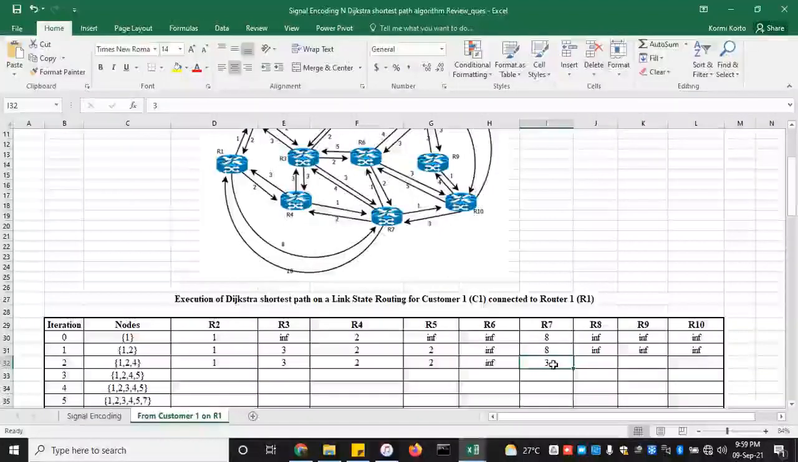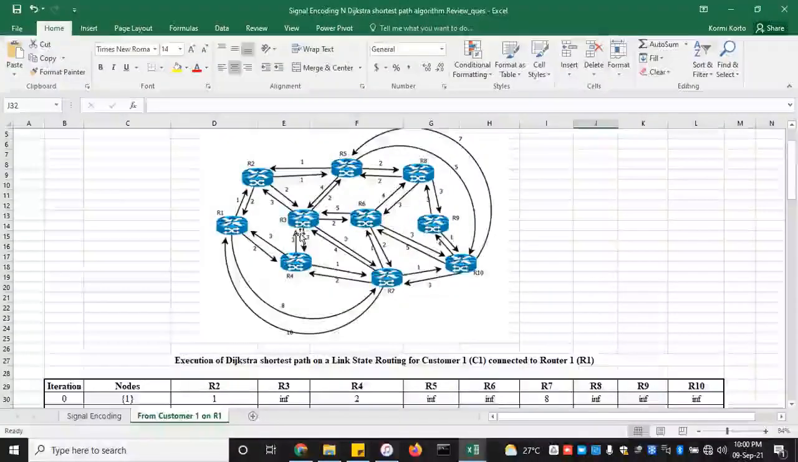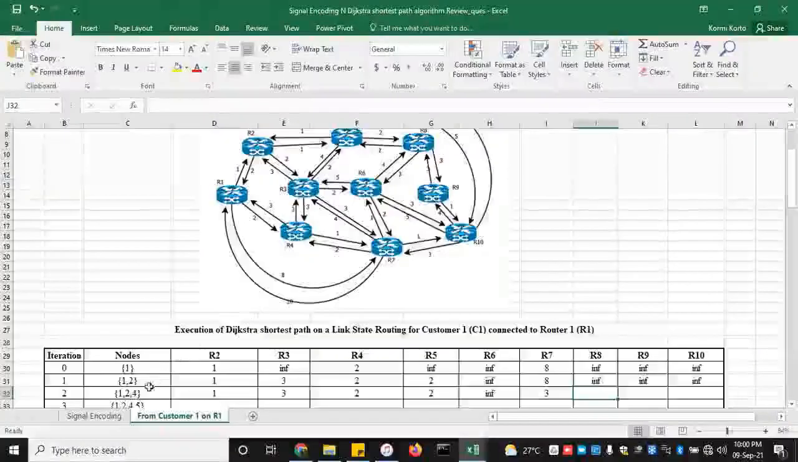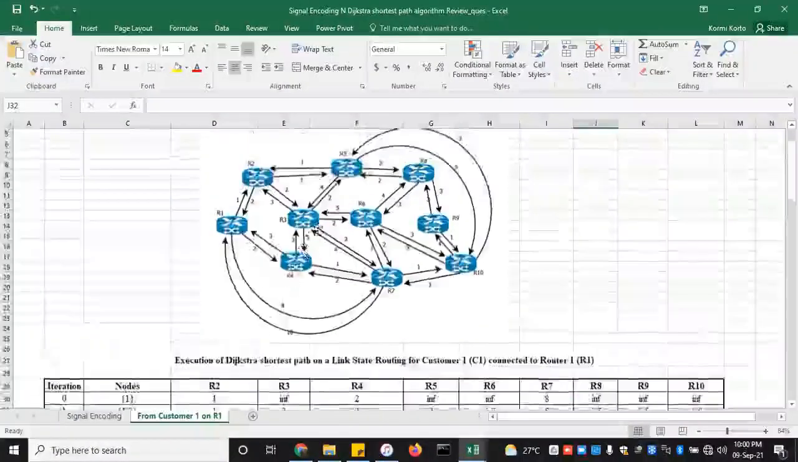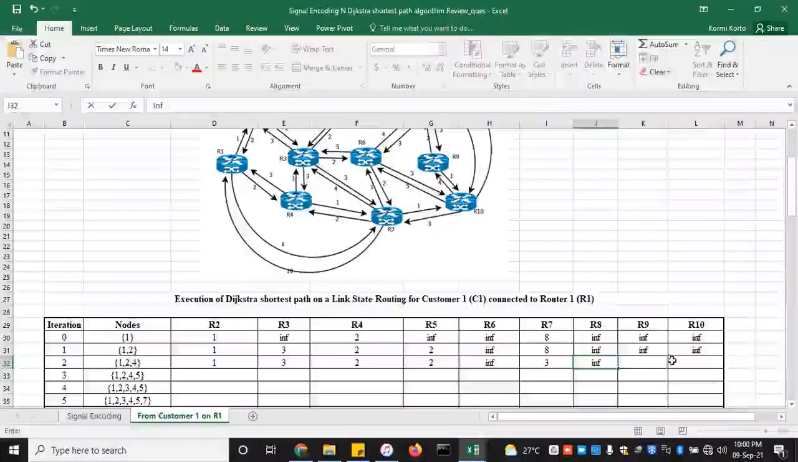More or less because we had more options at the third iteration. So yeah, the third iteration. Okay, now what about 8? 8 is not within range of any of these 3 that we have, 1, 2, and 4. It's still not within range. So we still have an infinite reference. And so will 9 and 10.